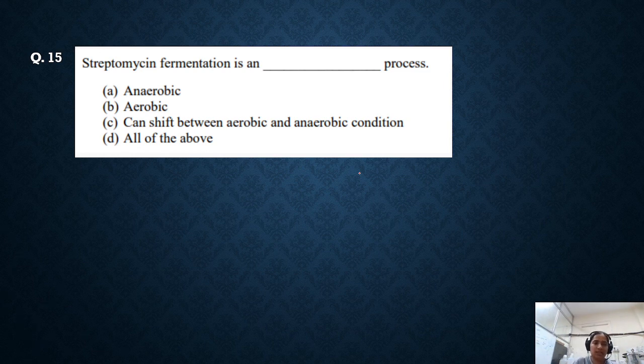Okay, this streptomycin is formed in the presence of oxygen, so it's an aerobic process. So for this question, the answer is B. Or you can say it requires oxygen for its production.